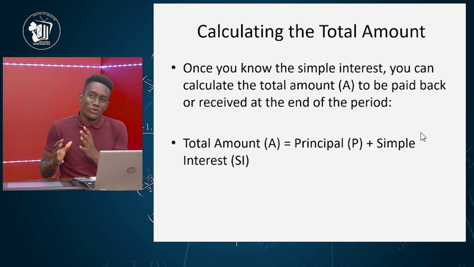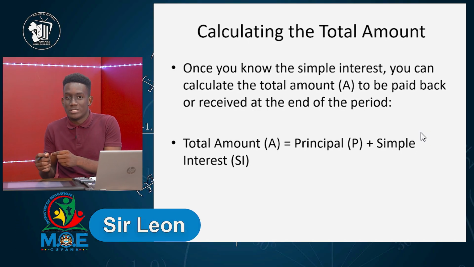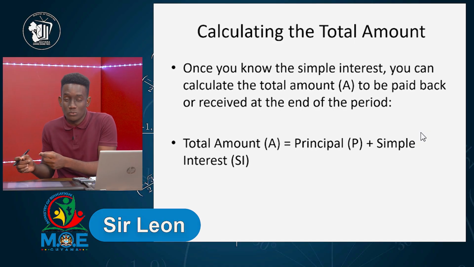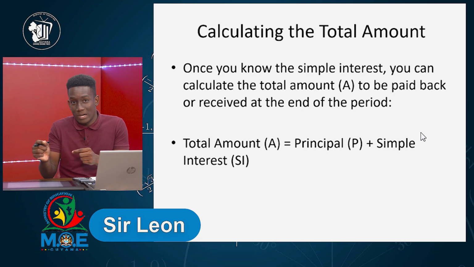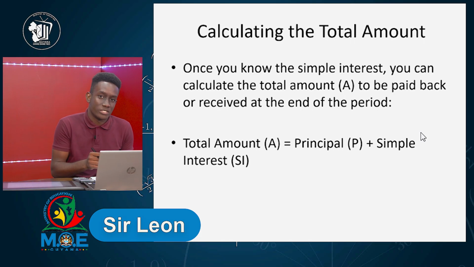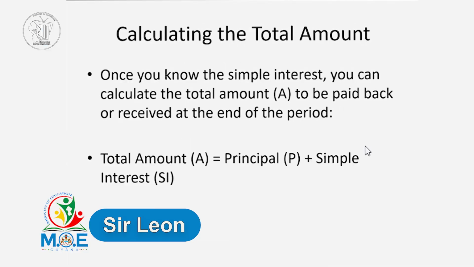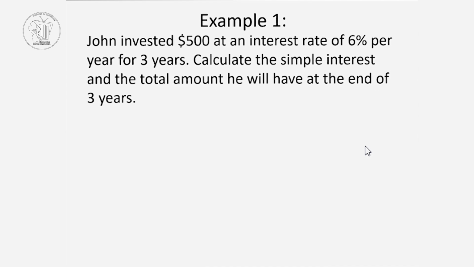When you are done using the formula, that will give you the simple interest. That will give you the extra money that you gain after making the investment, or the extra money that you have to pay back. To find the total amount that you have to pay back, it will be the simple interest plus the principal. And we know principal is the amount of money that you borrow or the amount of money that you invested. So to find the amount, it will be the principal plus the simple interest. So let's head into our first example.